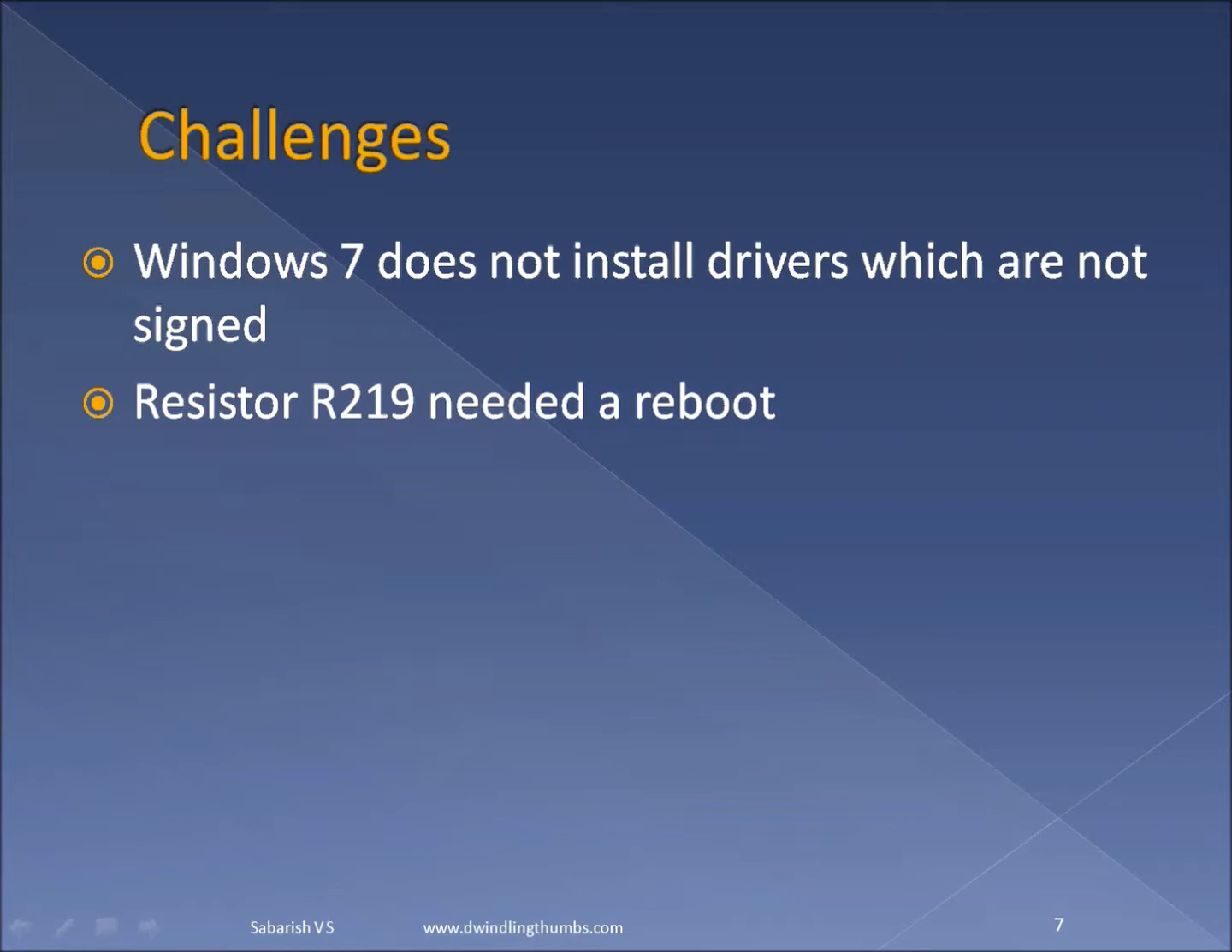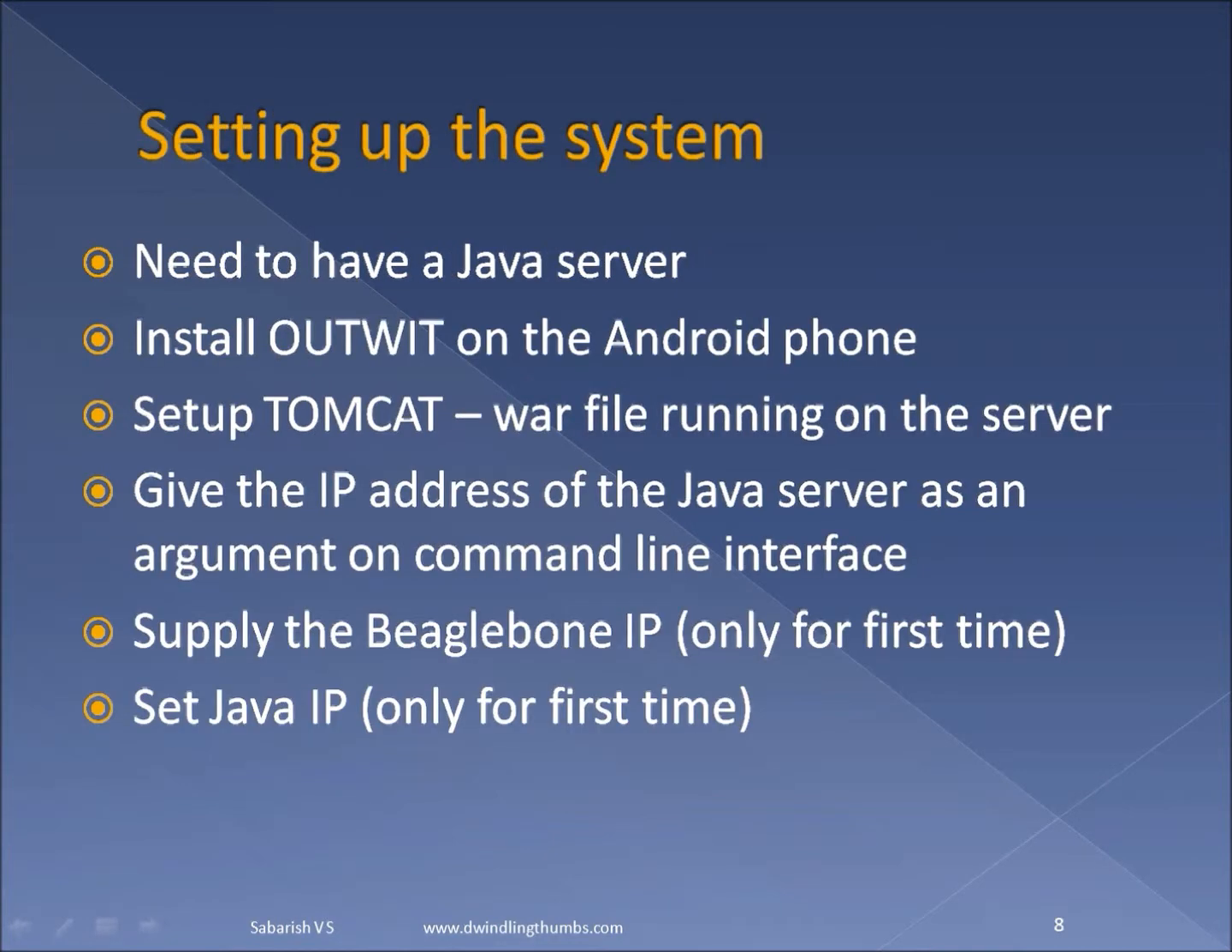So setting up the system, you need to install the Java servlet container on your local desktop computer, and you need to install the Outwit application on your Android phone, configure Tomcat to run the .war file which I will be providing you with, and set the IP addresses of each of the devices that you will be using.